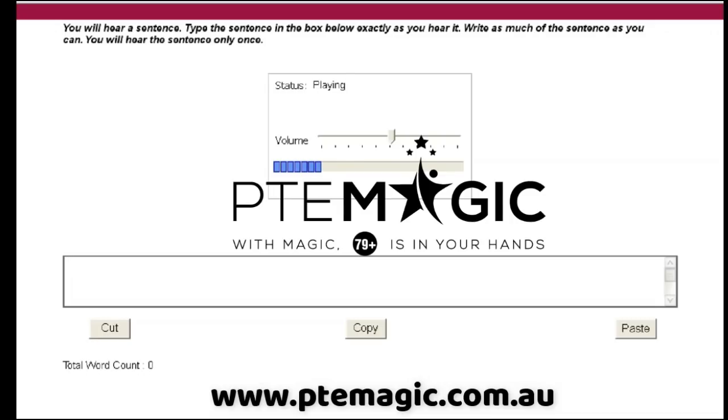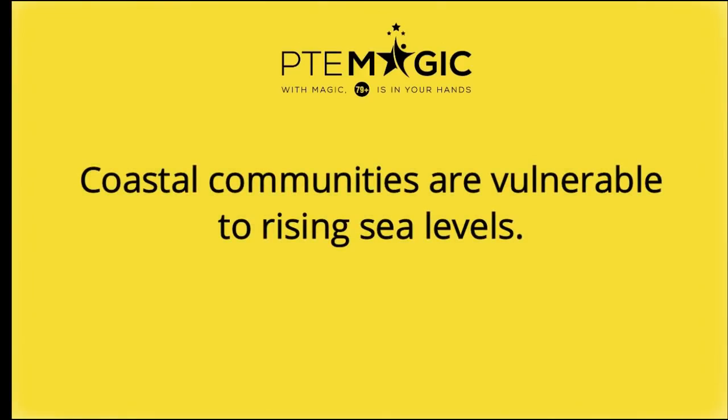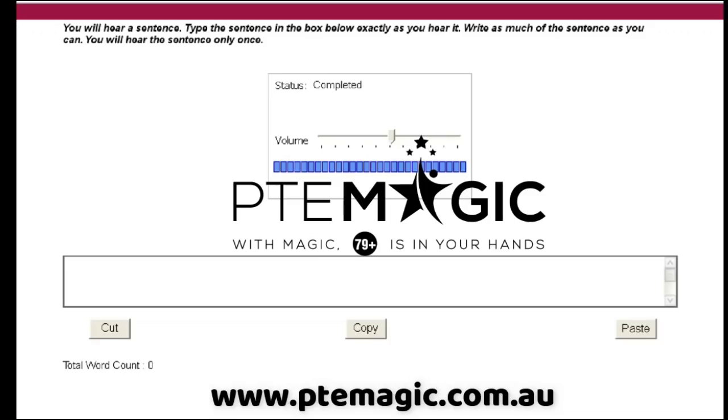Coastal communities are vulnerable to rising sea levels.